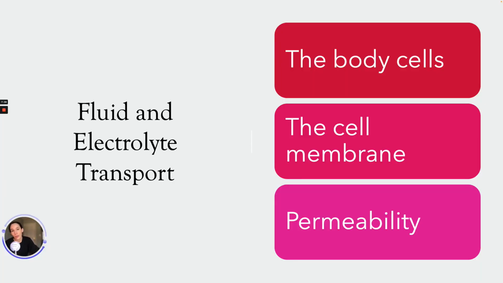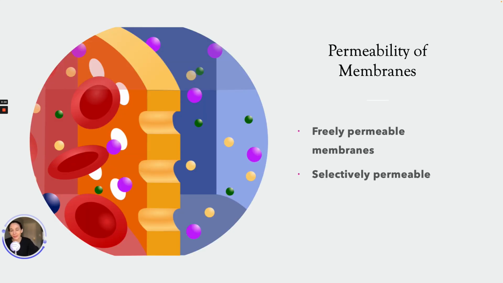So the body cells, nutrients and oxygen should enter body cells while waste products should exit the body. The cell membrane separates the intracellular environment from the extracellular environment, and the ability of the membrane to allow molecules to pass through is known as permeability. We're going back to anatomy and physiology.